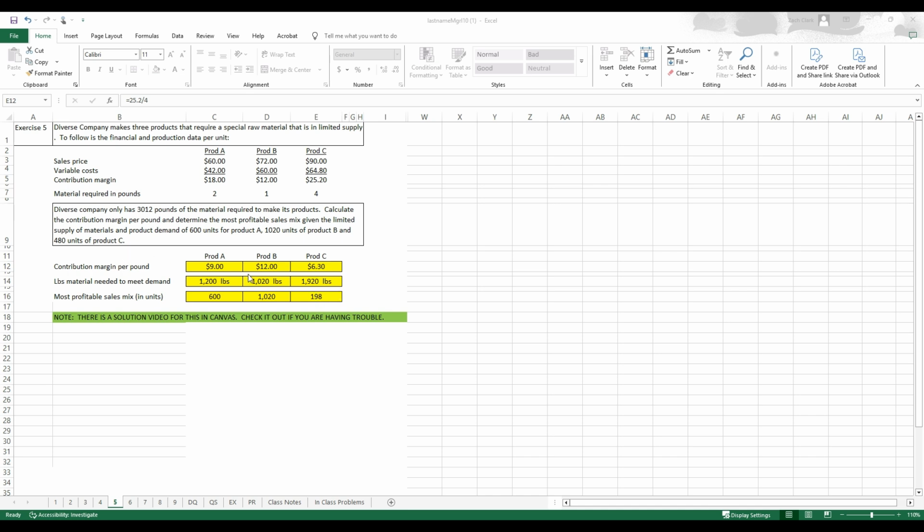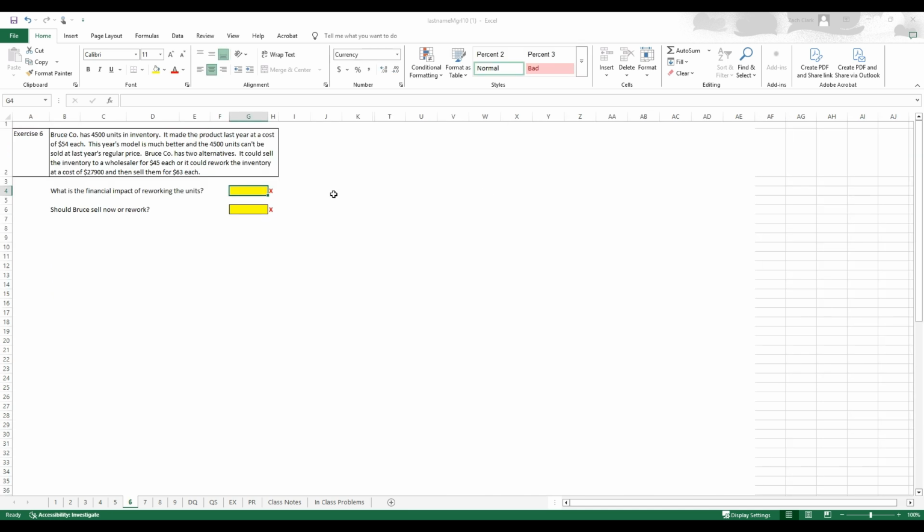But because it's our lowest contribution margin per pound, we are okay. We'd rather meet the demand for the higher margin products first, right? It would be nice if we had some extra material and could meet demand for product C to make more profit. But since we have a limited supply, that's where we have to make that decision. Okay. All right, let's move on to the next problem.